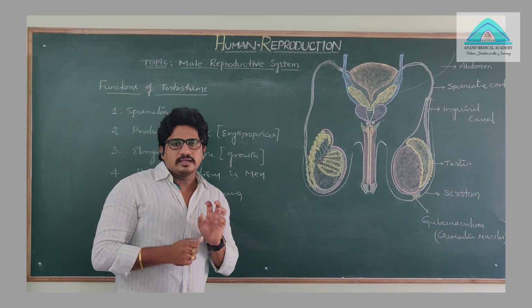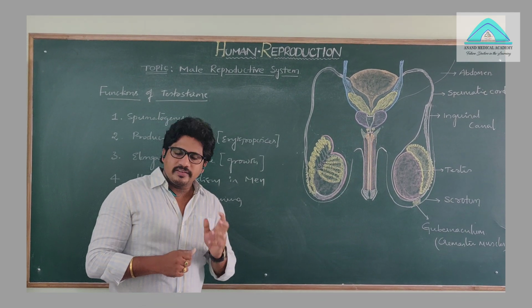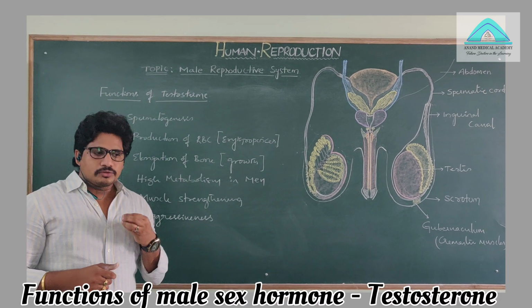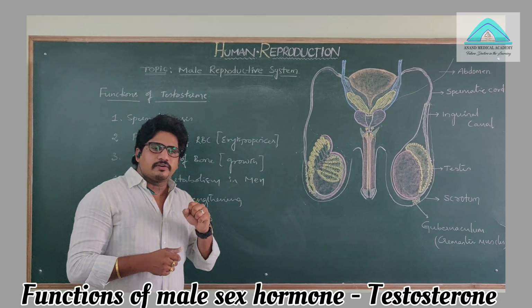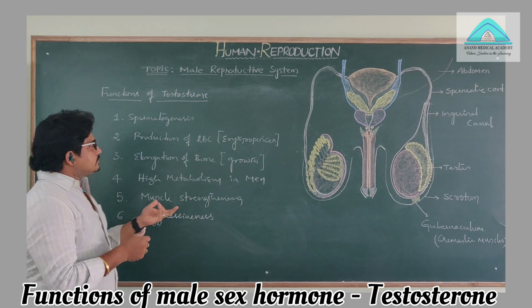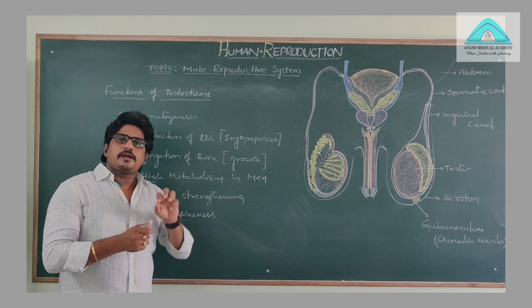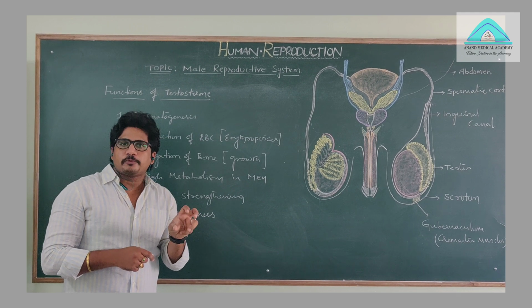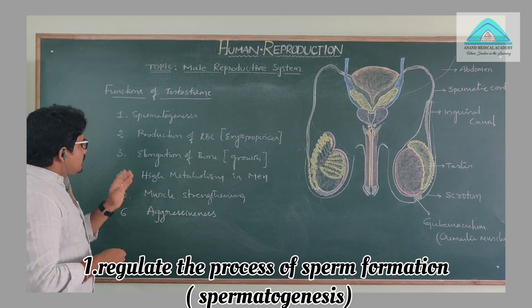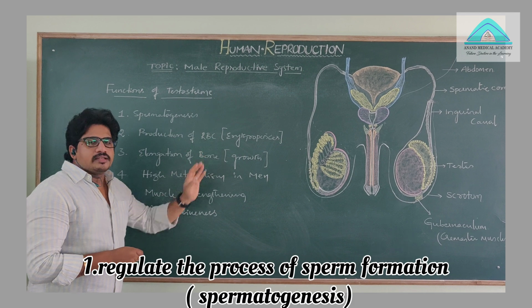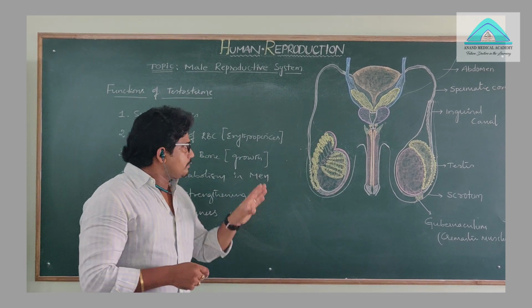Let us discuss the functions of testosterone. It's very important, and we have to know what exactly the functions of our male sex hormone are. So functions of testosterone, the first one is spermatogenesis. It is also participating in spermatogenesis. It can regulate the process of spermatogenesis, number one. Number two, production of RBC. Generally production of RBC is nothing but erythropoiesis.